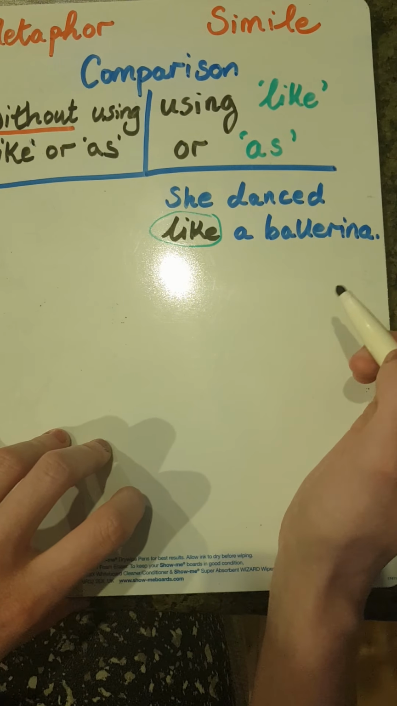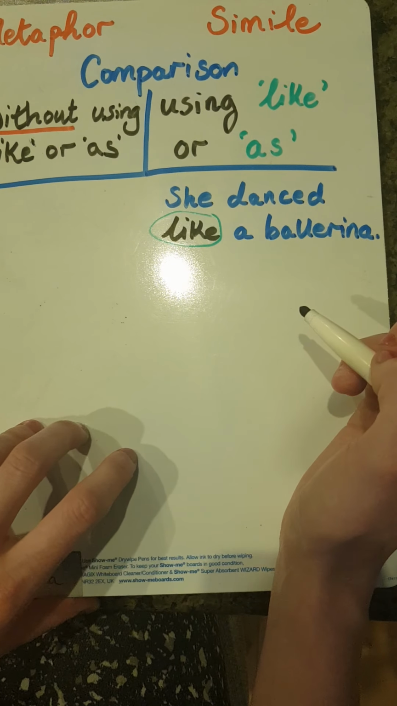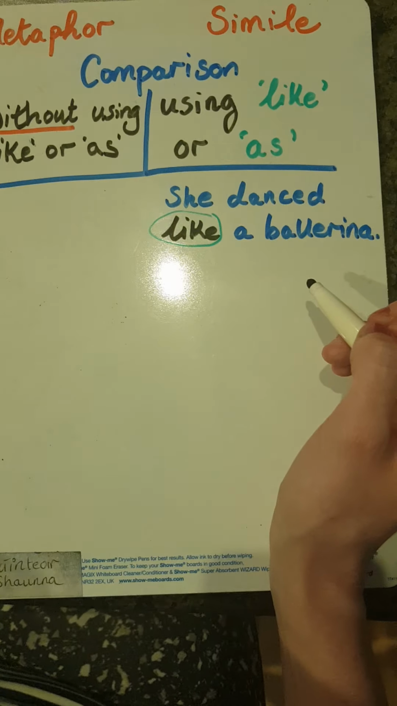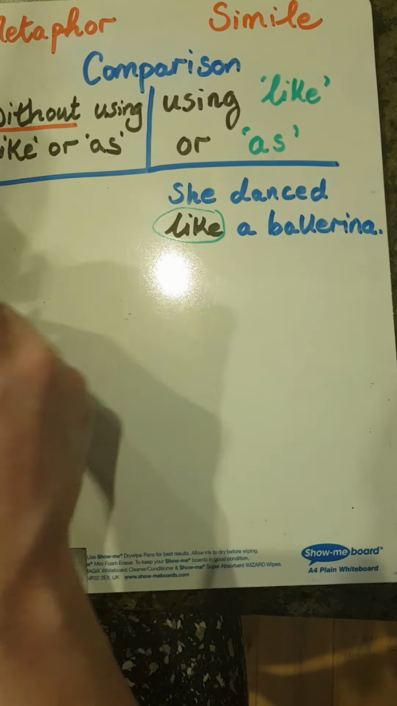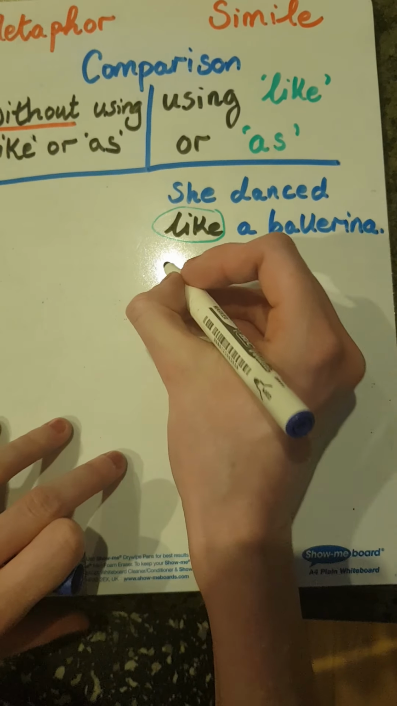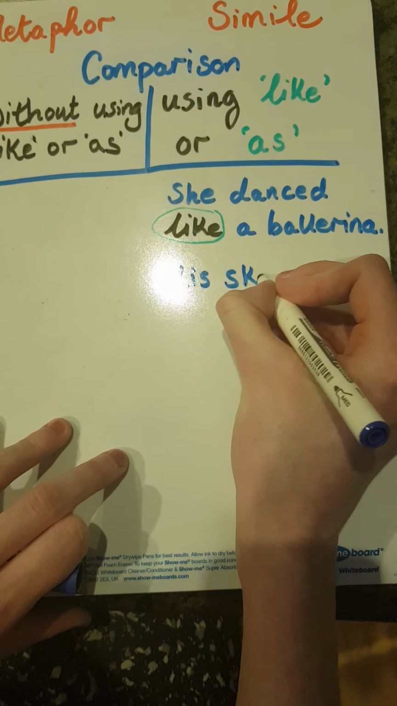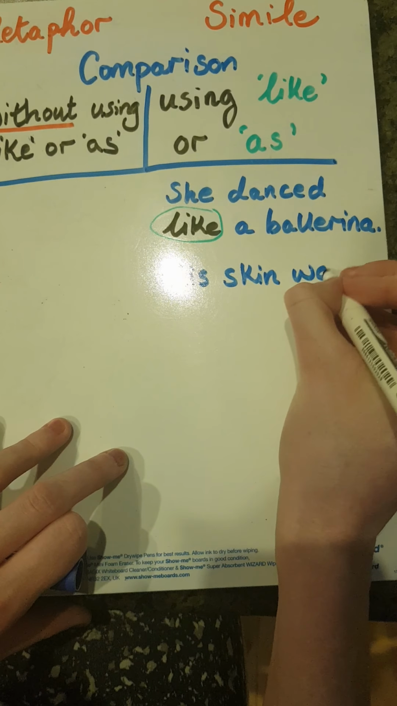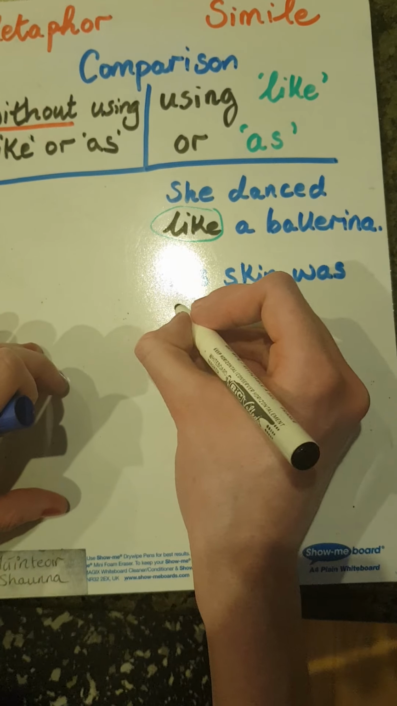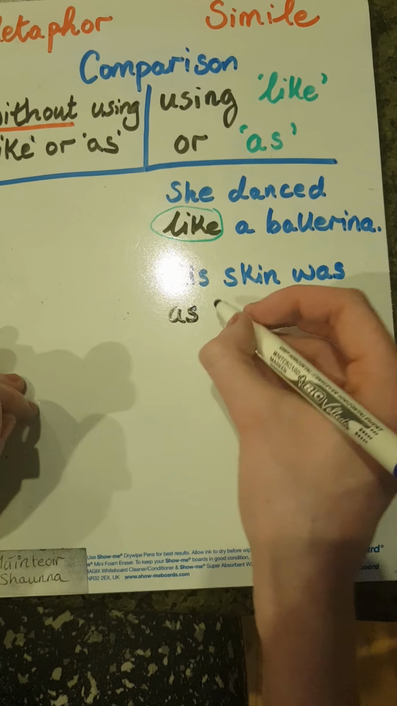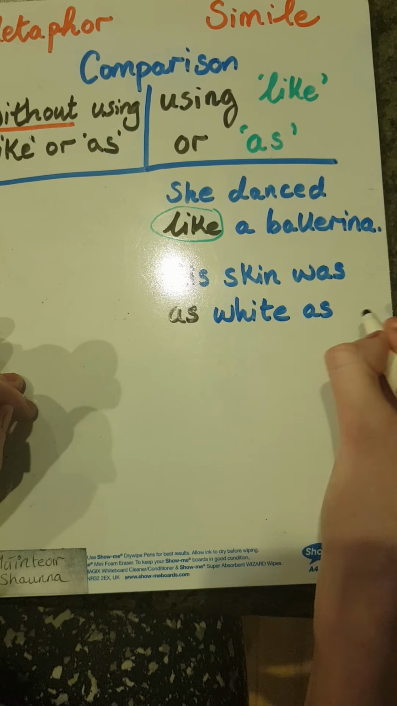So a simile with like is she danced like a ballerina, okay? Or the dog howled like a wolf. What am I doing there? I'm comparing the dog's howl to the wolf's howl, okay? Let's try one with as. His skin was as white as snow.